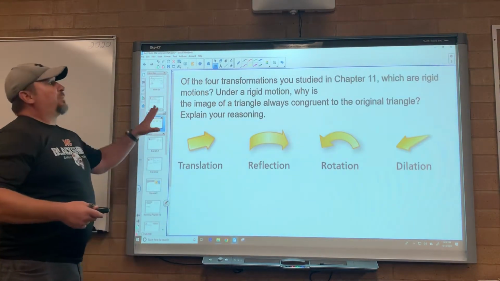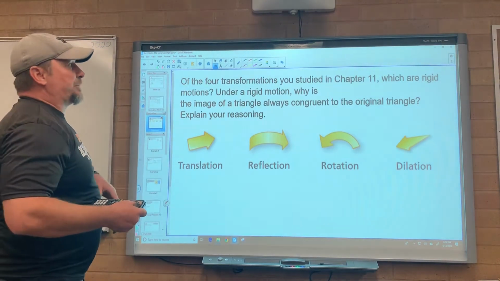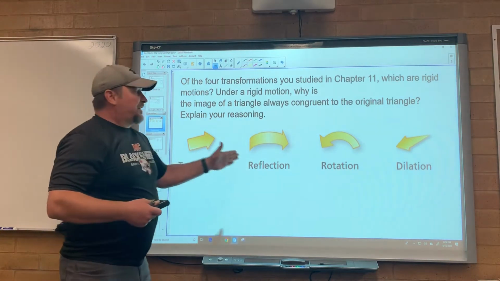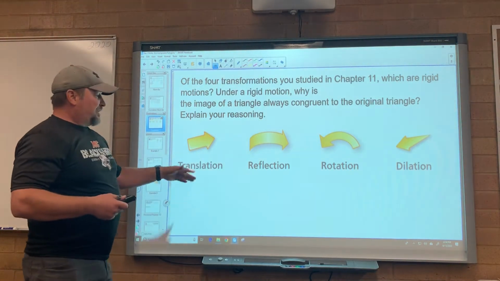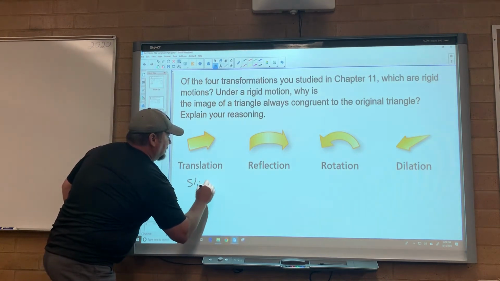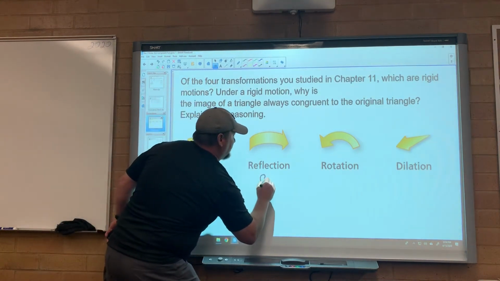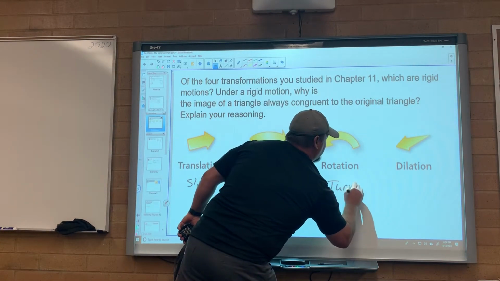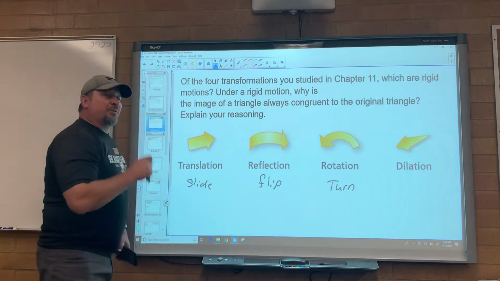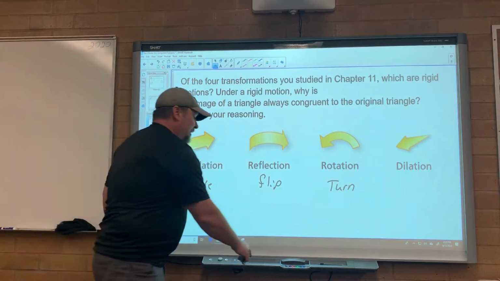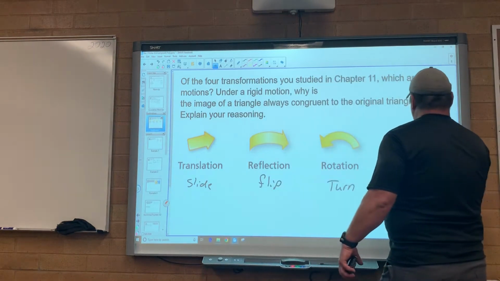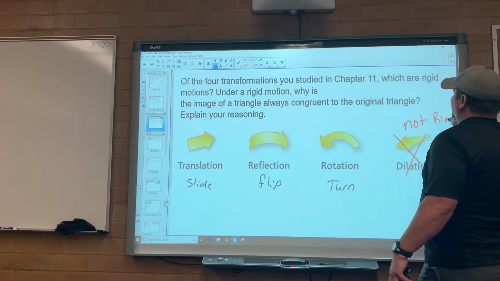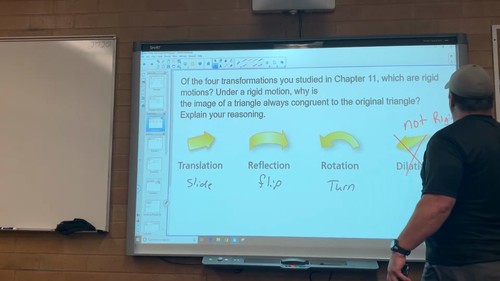All right, let's talk about rigid motion for a minute, reviewing what we did in chapter 11 for just a second. Now, rigid motion only can be done with 3 different transformations. Translation, which means slide. Reflection means flip. And rotation means turn. Now, those 3 are the ones that you can have rigid motion with. This one is not rigid motion.